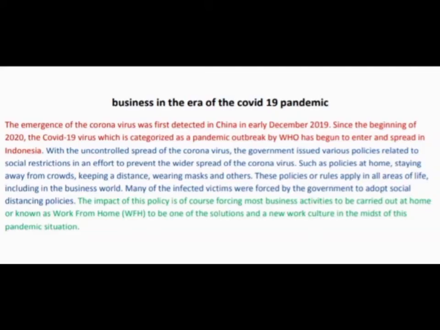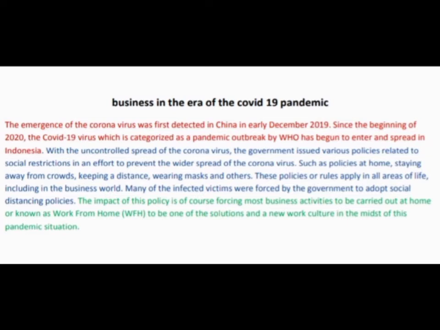Example paragraph: business in the era of the COVID-19 pandemic. The emergence of the coronavirus was first detected in China in early December 2019. Since the beginning of 2020, the COVID-19 virus, which is categorized as a pandemic outbreak by WHO, has begun to enter and spread in Indonesia. With the uncontrolled spread of the coronavirus, the government issued various policies related to social restriction in an effort to prevent the wider spread of the coronavirus, such as staying at home, staying away from crowds, keeping a distance, wearing masks, and others. These policies or rules apply in all areas of life, including in the business world.